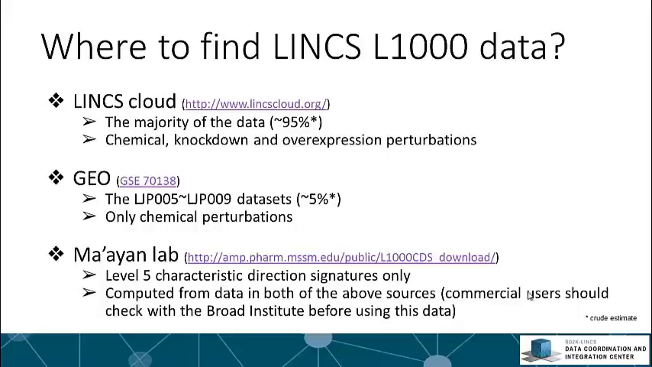The LINCS Cloud hosts about 95% of the data from level 1 to level 4 with the chemical perturbations, gene knockdowns, and the gene overexpression perturbations. The GSE70138 holds about 5% of the data. They are the LGP05 to LGP09 perturbation group datasets, and it consists of only chemical perturbations. You can find them on GEO with this GSE70138 index. The Ma'ayan Lab website provides level 5 characteristic direction signatures only, and the signatures are computed from data in both of the above sources.